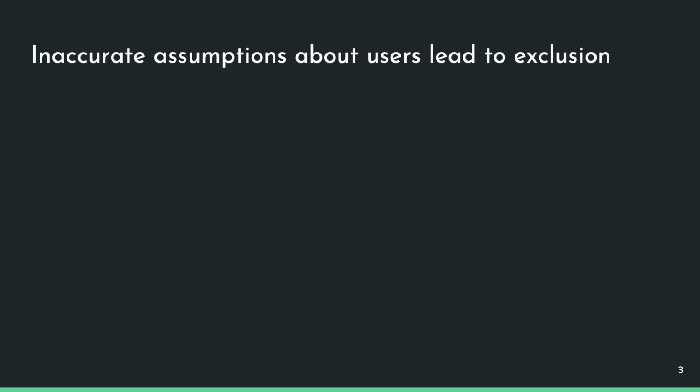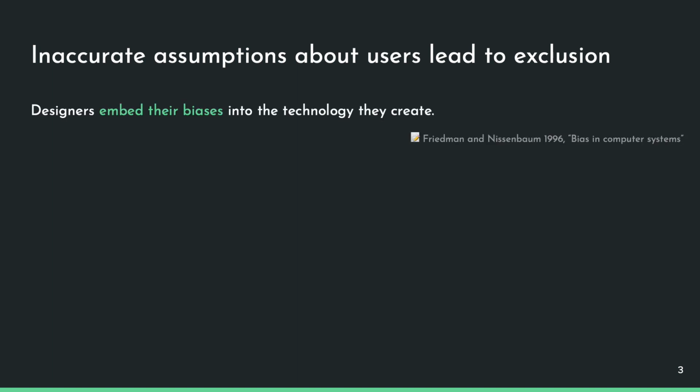One of the most prevalent vectors for bias in technology design is inaccurate assumptions made about users. As it turns out, designers embed their biases into the technology they create. They can't avoid it. The most they can do is recognize when it's happening and try to account for it.